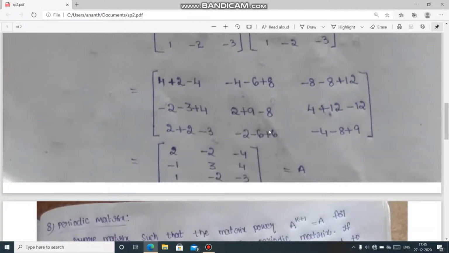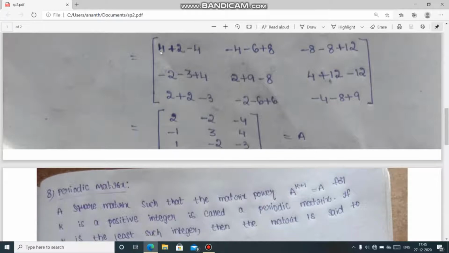Then finally we get these values. Here 4 and 4 cancel, we get 2, and here minus 4 minus 6 minus 10 plus 8 is minus 2, and minus 8 plus 12 is 4. Here minus 2 minus 3 is minus 5 plus 4 is minus 1, here 9 plus 2 is 11 minus 8 is 3, and 12 minus 12 cancel, here we get 4. And 2 plus 2 is 4 minus 3 is 1 here, and minus 6 plus 6 cancelling, here we get minus 2, and minus 4 minus 8 minus 12 plus 9 we get minus 3.